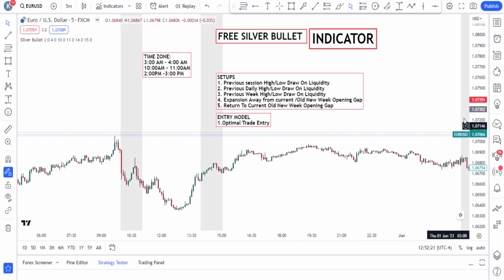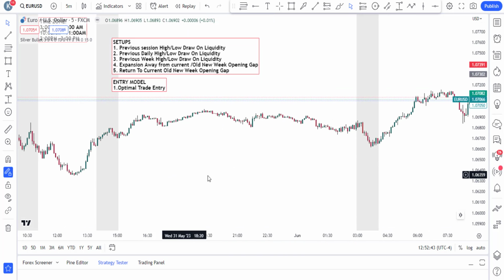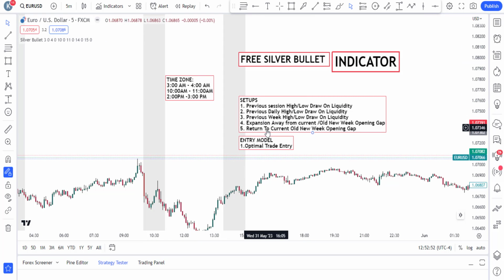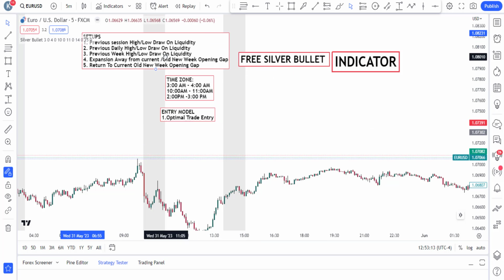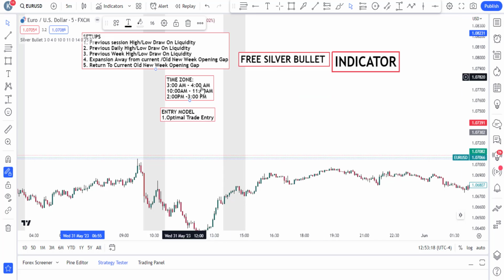So these are the time zones. You can see this is New York 10 a.m. to 11 a.m. This is New York 2 p.m. to 3 p.m. This is 3 a.m. to 4 a.m., all the times that you need. Now these are the entry models. You will use everything you know about the ICT trading strategy, optimal trade entry. I'm going to show you that. Just a recap of the setups: you need to watch out for previous session high/low, draw on liquidity, previous daily high and low, all the things we've discussed. I'm not going to go back into explaining that. You can find that in that particular video. So now let's get into that.